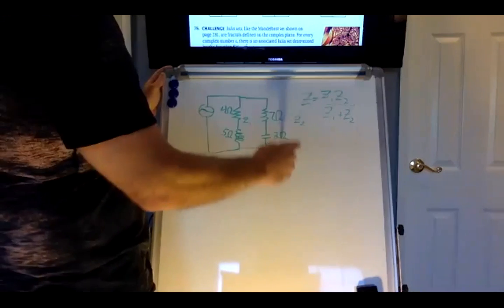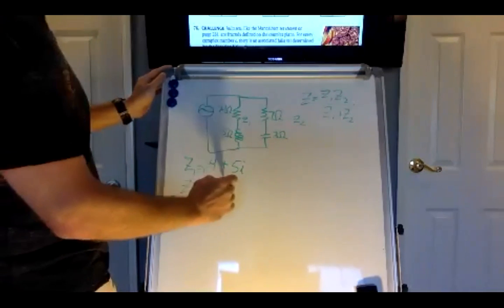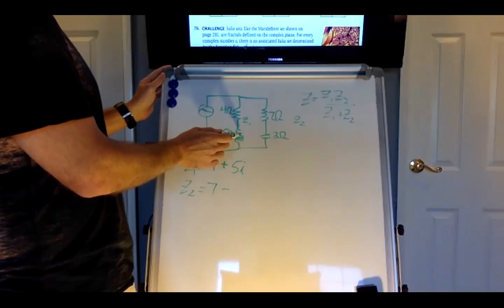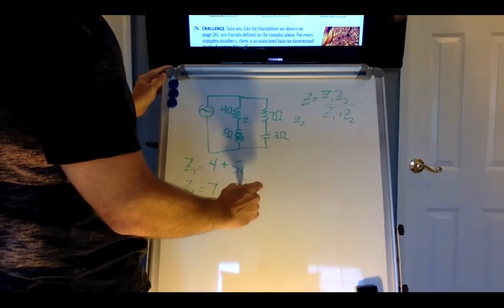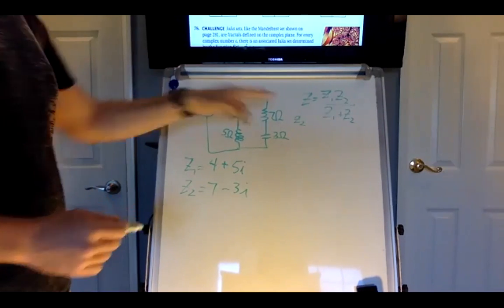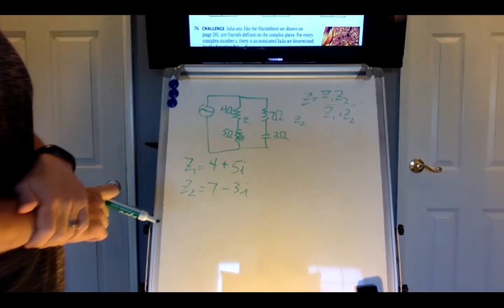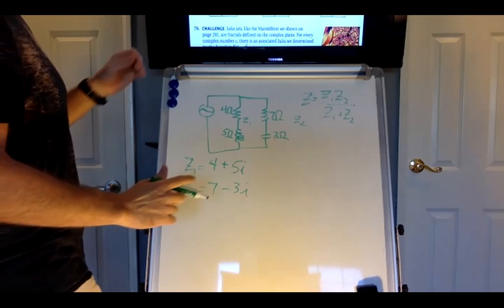Then you are going to get 7 minus, because a capacitor is the inverse of an inductor. So that's going to be minus 3i. Then we're going to just plug it into the formula to get the impedance for the parallel circuit. Okay, so here we go.